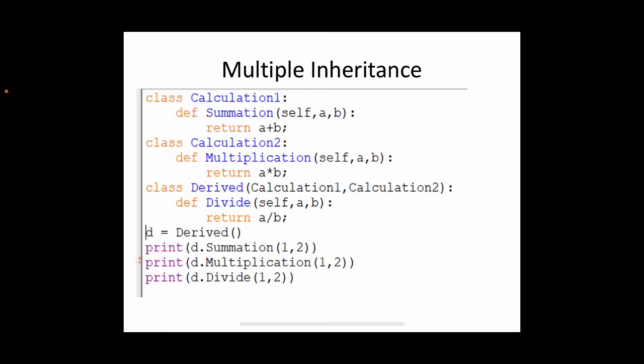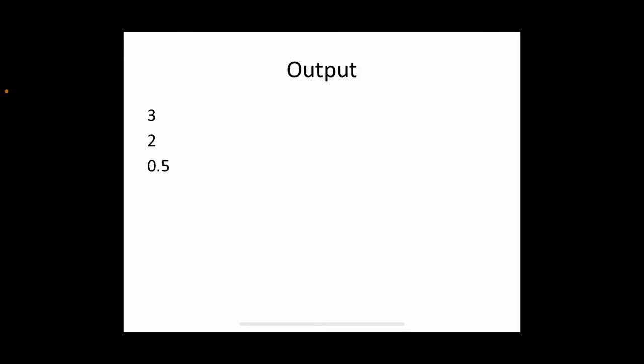So what's the output here? We are passing summation with arguments 1 and 2, right? So a plus b will be returned, that is 3. 1 plus 2, 3 will be returned. Then multiplication of 1 and 2. So 1 into 2, 2 will be returned. And in case of divide, that is 1 by 2, that is 0.5 will be returned. So this will be the output for this invocation.